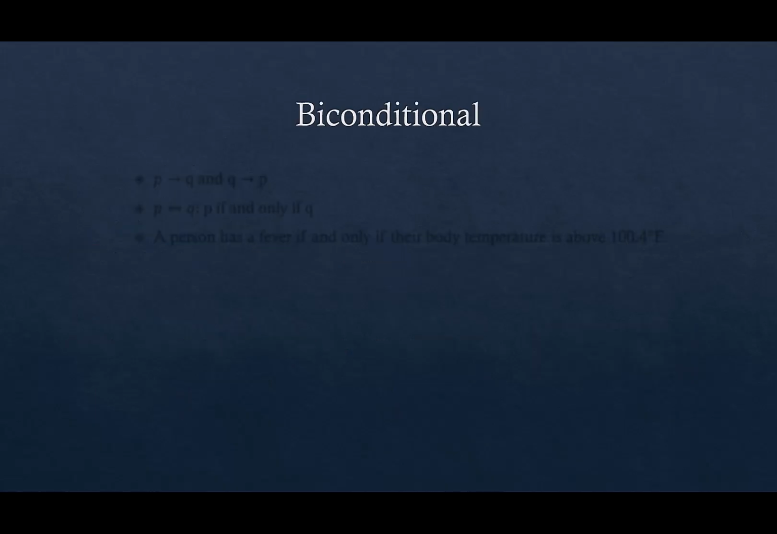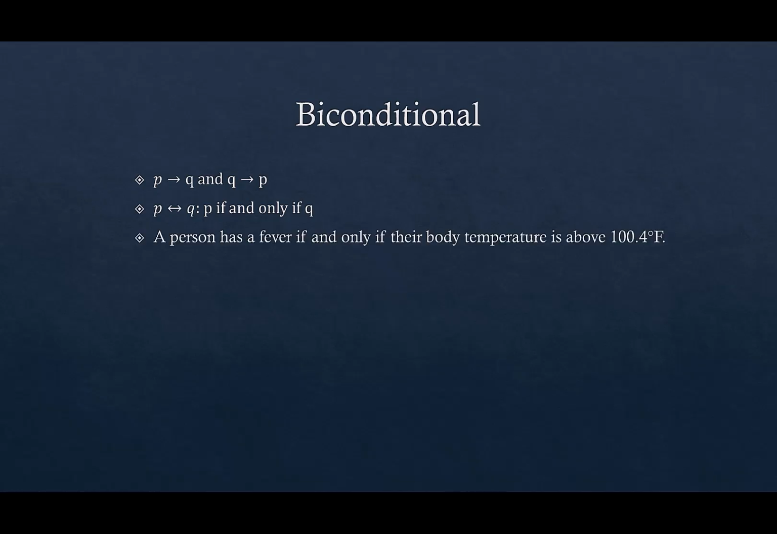Our last connective is called the biconditional. It stands for P implies Q and Q implies P. We write it with a double arrow and we say it as if and only if. So P with a double arrow Q says P if and only if Q. That might look like a person has a fever if and only if their body temperature is above 100.4 degrees Fahrenheit. Let's practice working with our symbols.